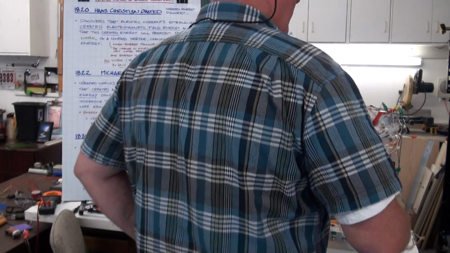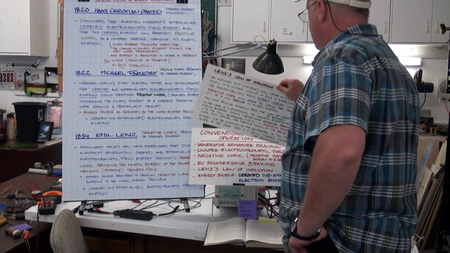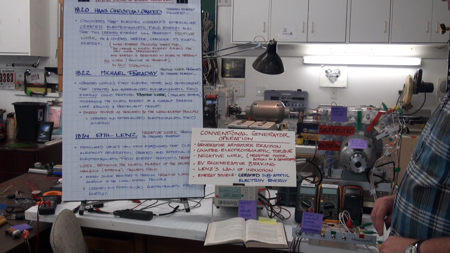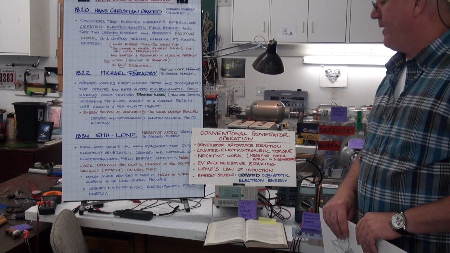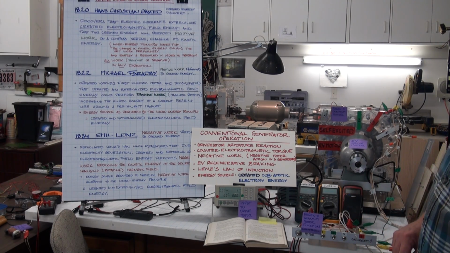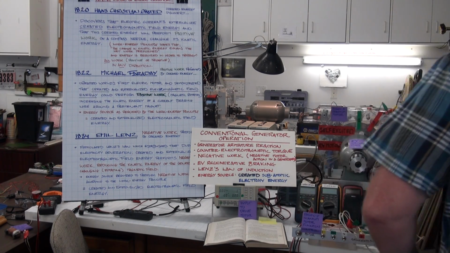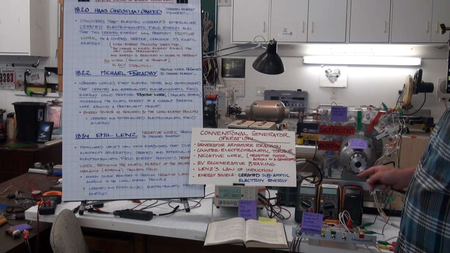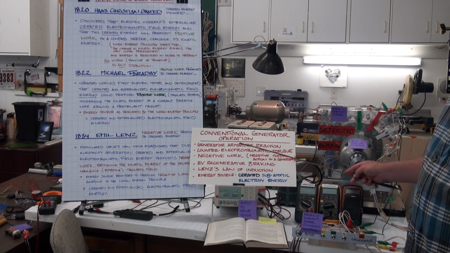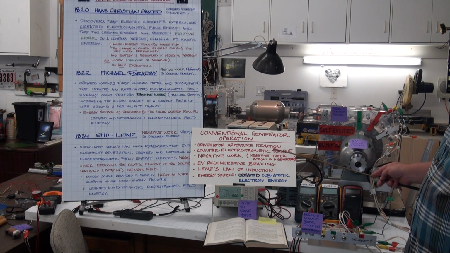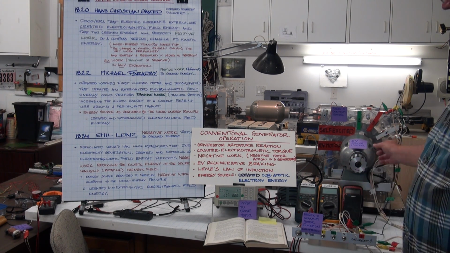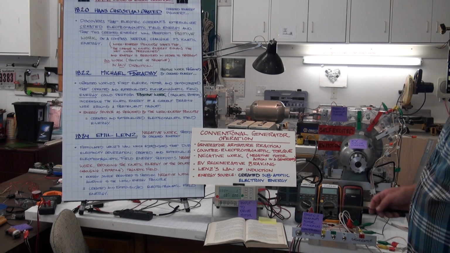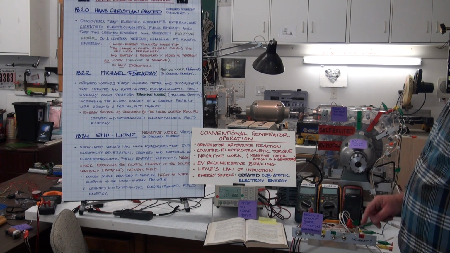So if we start with a conventional generator, when a conventional generator is delivering power to a load, generator armature reaction is produced. Generator armature reaction is a counter electromagnetic torque, which resists the rotation of the prime mover. Negative work is being performed.